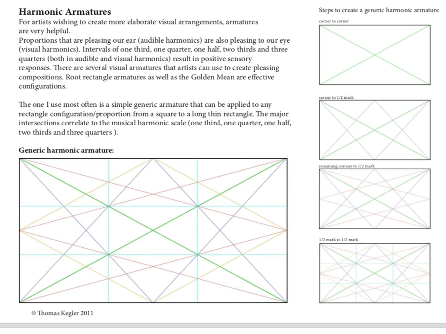All right, so he's showing you some divisions of the generic harmonic armature, and it's important to keep in mind too that you're always drawing the same 14 lines regardless of the size of the canvas. Unlike dynamic symmetry, where you're dealing with specific sized rectangles that you're designing within, and he talks about this. He says there are several visual armatures that artists use: root rectangles, the golden mean, and the harmonic armature.